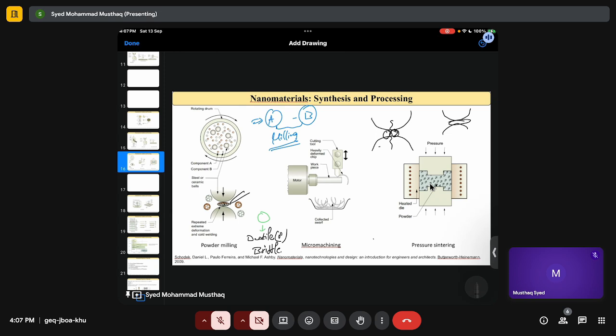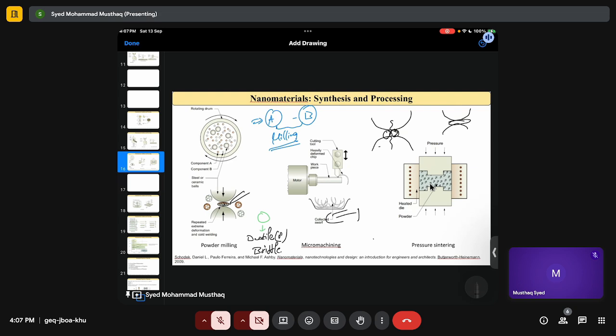And then you have micro machining. People have seen this micro machining everywhere, even in lathe machines. Whenever you have a cutting tool and your workpiece and you do the machining, the cutting tool will take out chips, and those chips can also be used as nanomaterials. And then there is this other thing called pressure sintering.